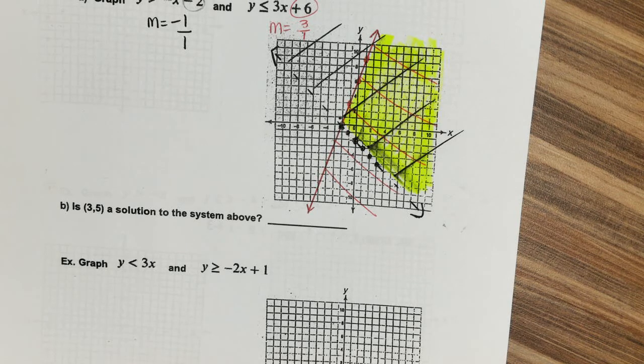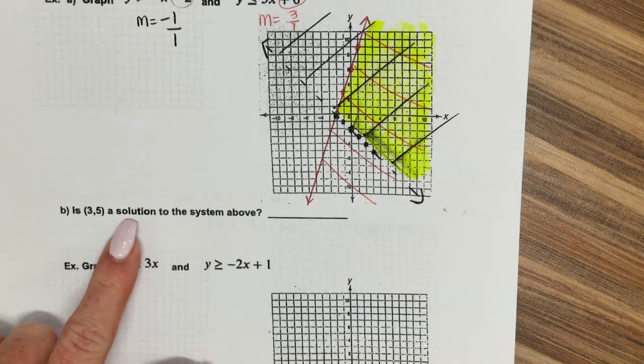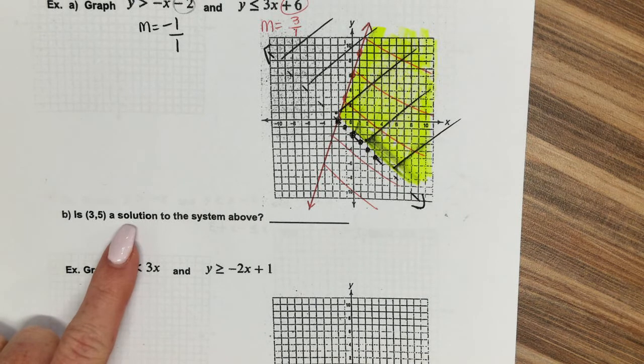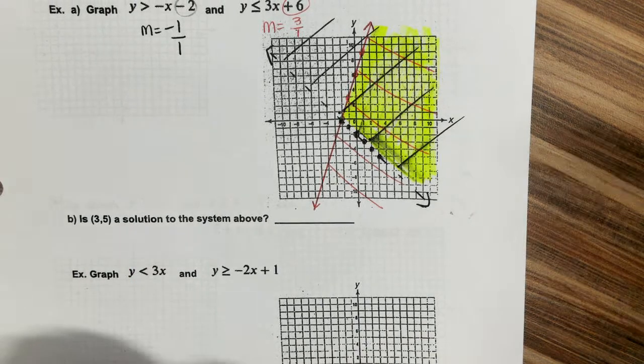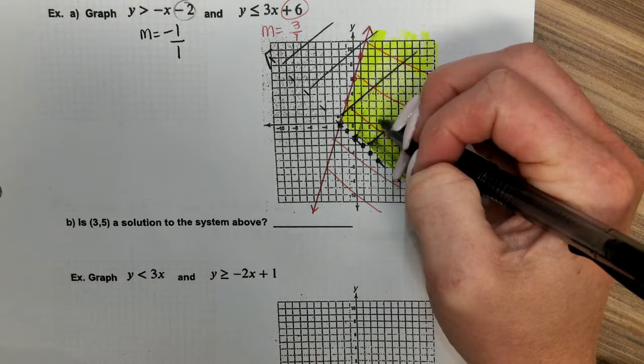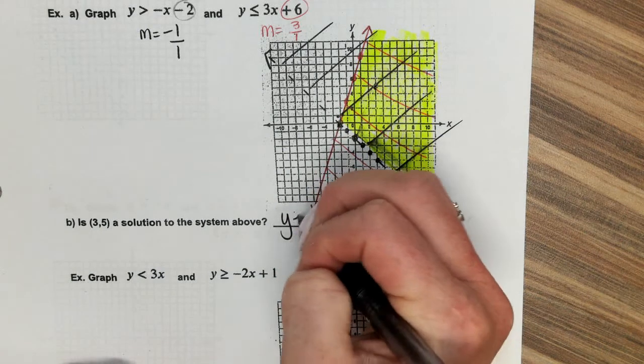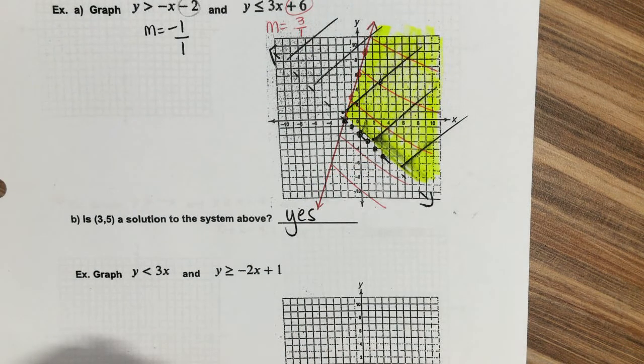Now let's answer the question. Is (3, 5) a solution to the system above? Will everybody go find (3, 5)? Yes. If it falls in that area, which it falls right there, then the answer is yes, it is a solution because it satisfies both inequalities.